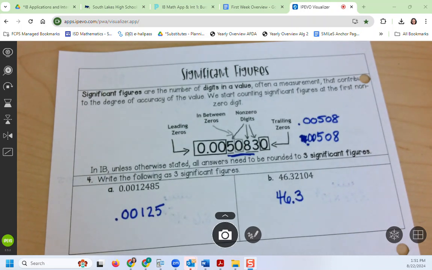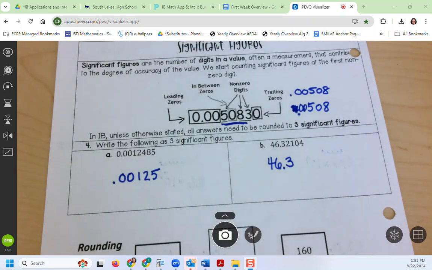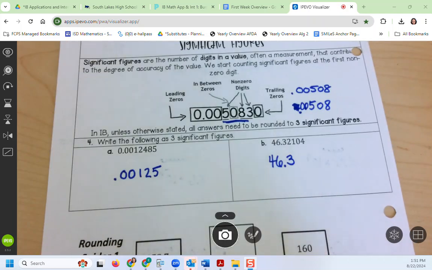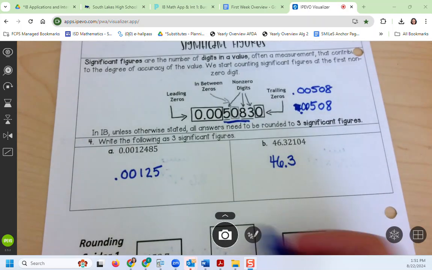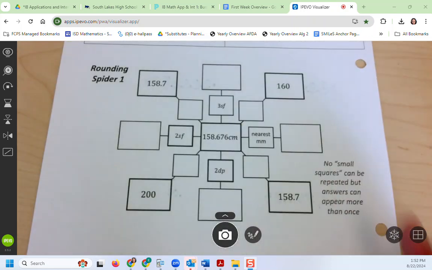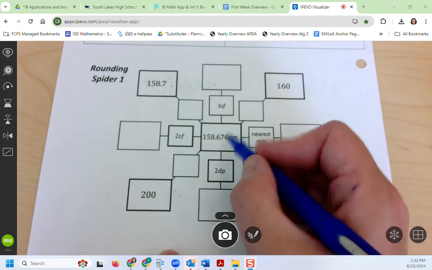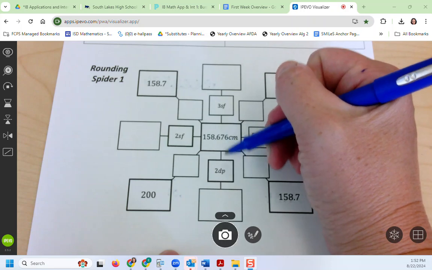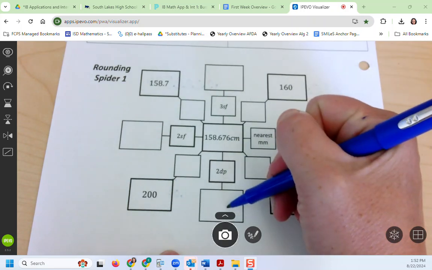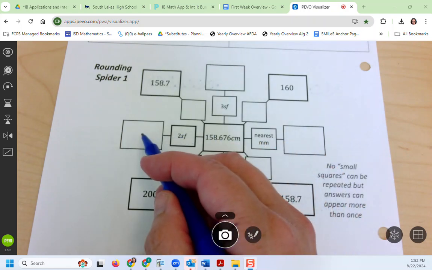Let me explain how to do this and then yes, okay? All right, so the rounding spider, you start with this number here, and this in the middle tells you how to round it, and then on the outside here is the rounded answer. So this one is weird because it says to the nearest millimeter. We'll get back to that one in a minute. 2 decimal places. So you'll take this number, you'll round it to 2 decimal places and put the answer here. 2 sig figs, you take this number, round it to 2 sig figs and put the answer here.